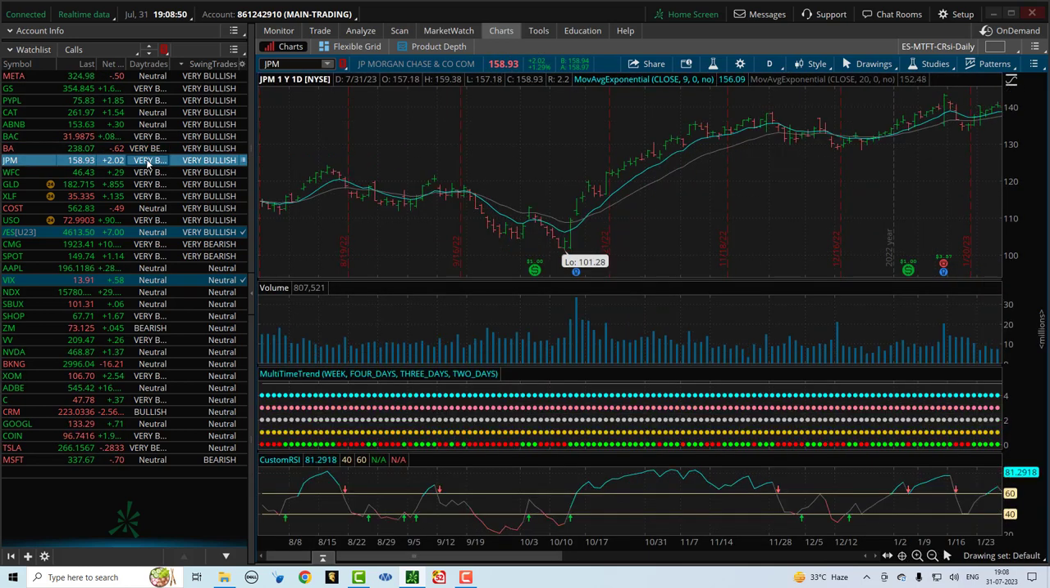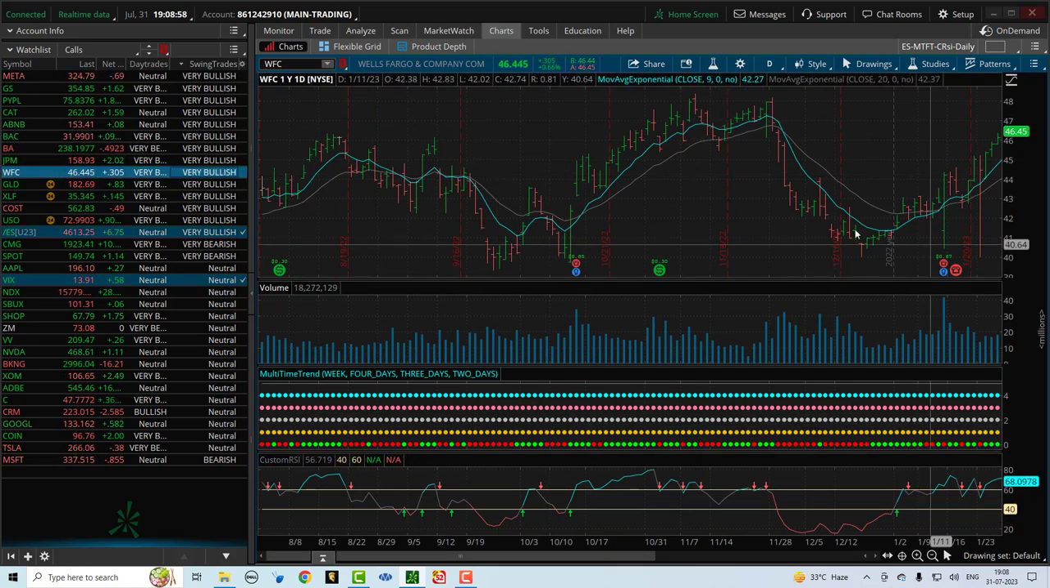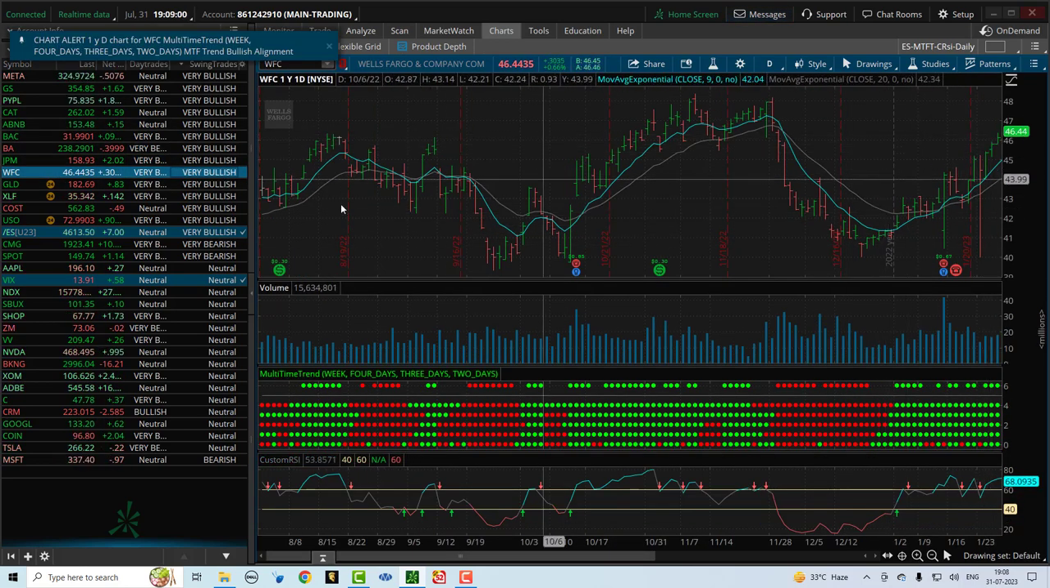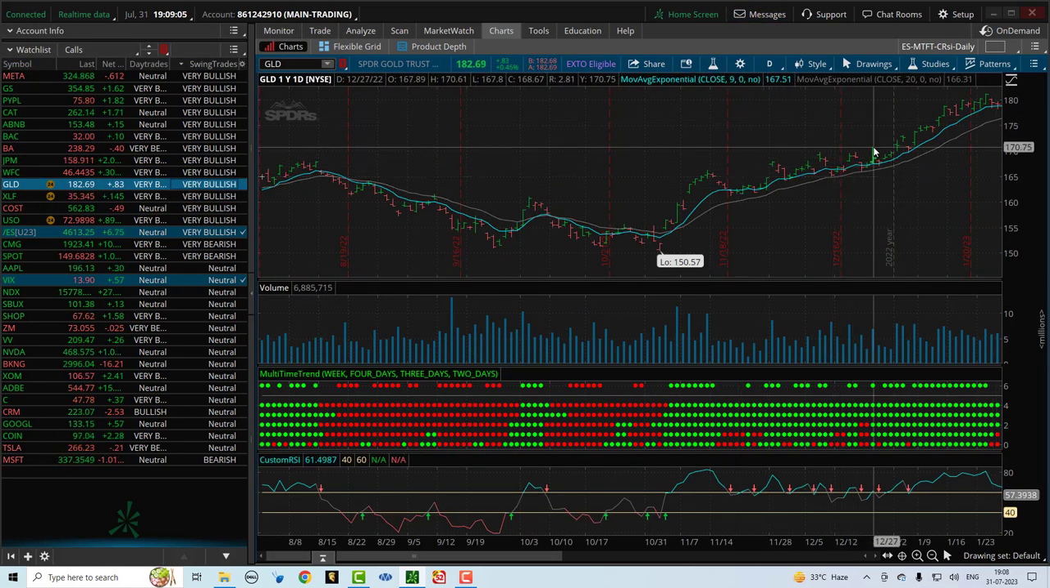JP Morgan is also bullish, a very similar chart to Boeing here. Wells Fargo, once again, has been bullish right here. Gold has been bullish also. You can see this is a nice looking chart. So that's how you would want to identify what are the good candidates for a swing trade.